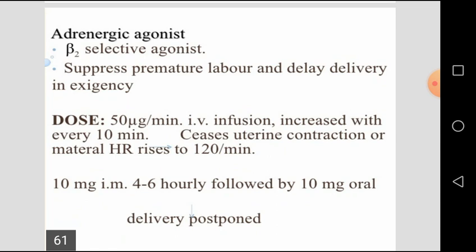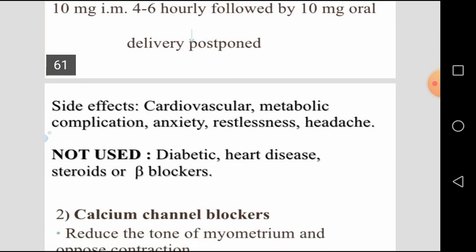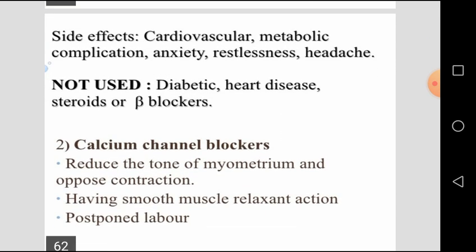So we have to monitor the uterine contractions as well as maternal heart rate. Then 10 mg IM every 6 hours for 4 to 6 hours, followed by 10 milligrams oral. So oral will be given and also IM, and IV also. So in 3 forms it can be used, and for the postponement of delivery this has to be given.